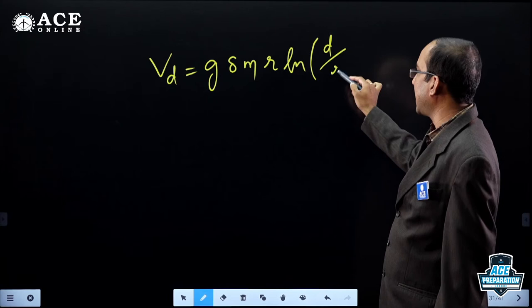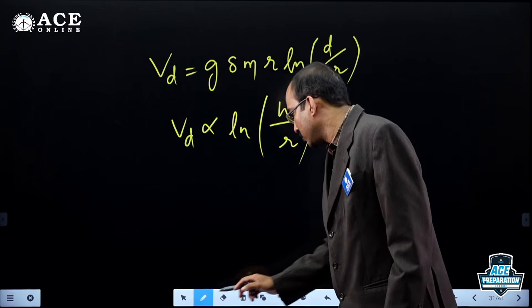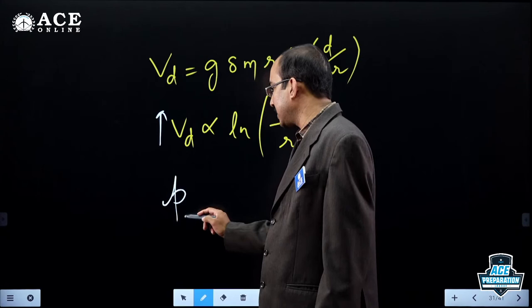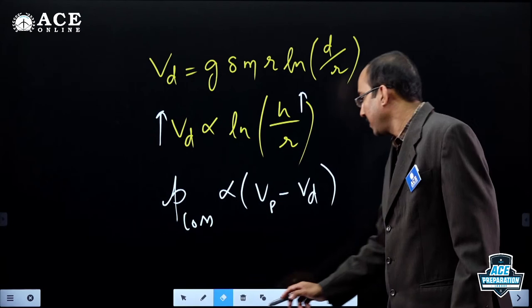Okay. So what is your observation? Vd is directly proportional to ln of h by r. Can you write like this? Yes. So, if the height of the conductor to ground is more, Vd is more. If Vd is more, what about corona loss? Corona loss is directly proportional to Vp minus Vd whole square.